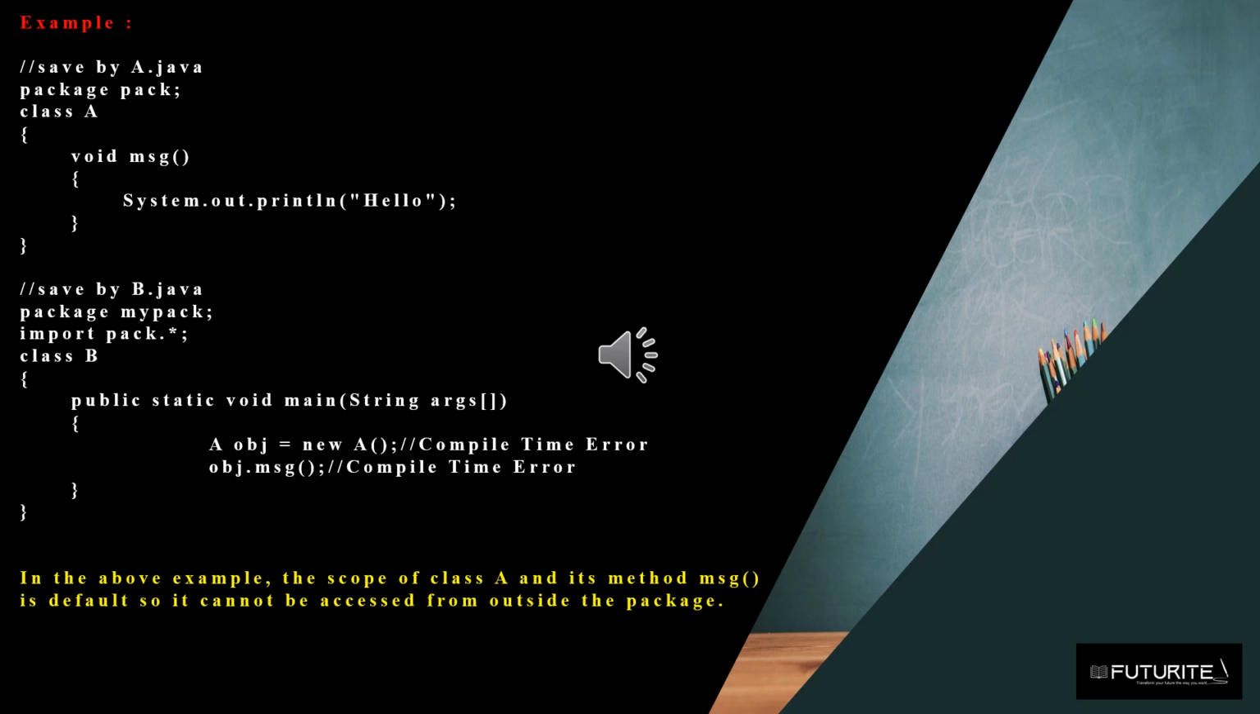And it is clearly mentioned in yellow color that in the above example, the scope of class A and its method MSG is default, so it cannot be accessed from outside the package. Which means for default access modifier, only the members can be accessed from within the package and not from outside the package. And that is the reason why a compile time error is thrown.